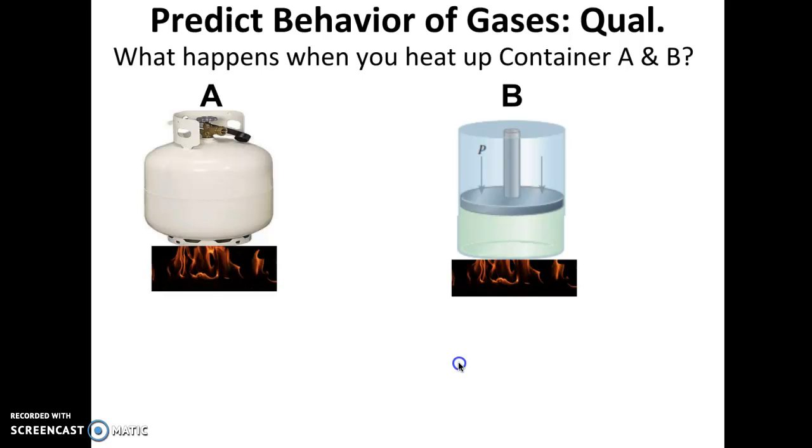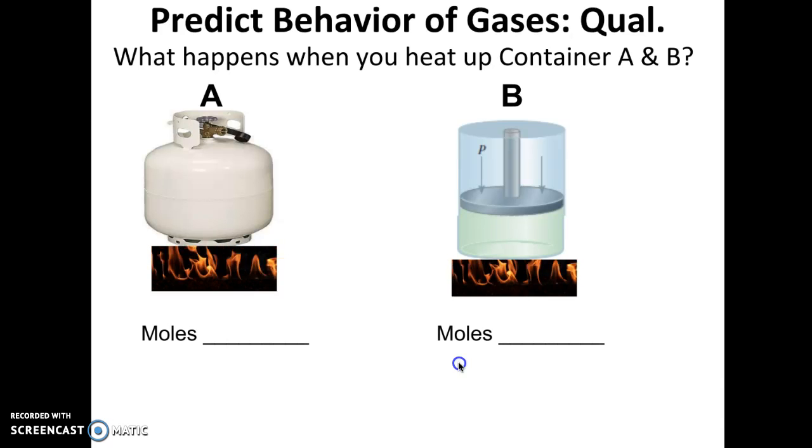Okay, so let's see if we can predict the behavior of gases qualitatively, saying whether it increases or decreases when you heat up a container A, which is rigid, and B, which is non-rigid. So start with the number of moles of gas. Do they increase, decrease, or stay the same if you heat up a sample of gas? Great, they will both stay the same because you're not adding or removing gases in any case. If it's a closed container, a sealed off container, it will stay the same.